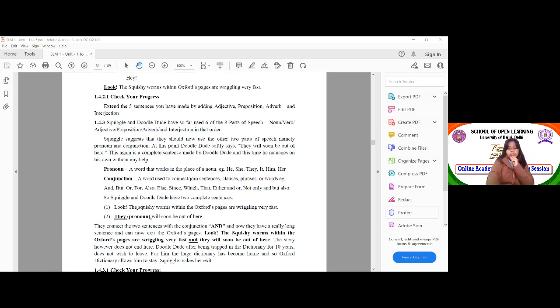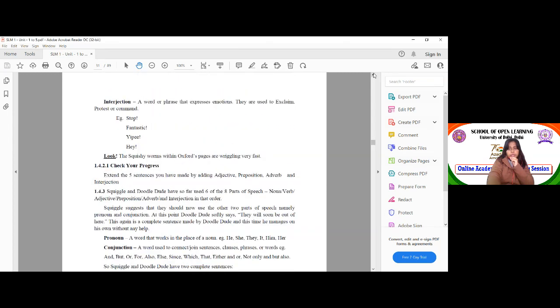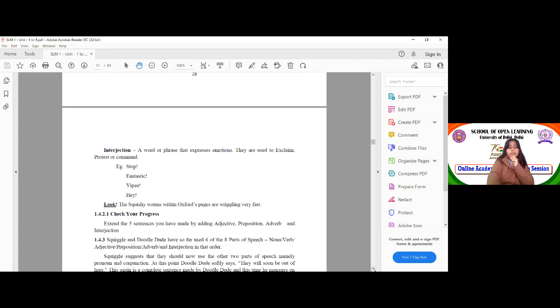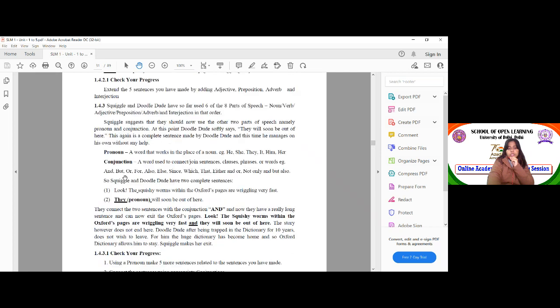Anyway, just tell me. This is on page number 29. You should know, we started class a while ago. Tell me what this first sentence is: Look, the squishy worms within the Oxford pages are wriggling very fast. Tell me the parts of speech. What is look, what is squishy, what is worms, what is within, what is wriggling, what is very fast? Tell me what these are.